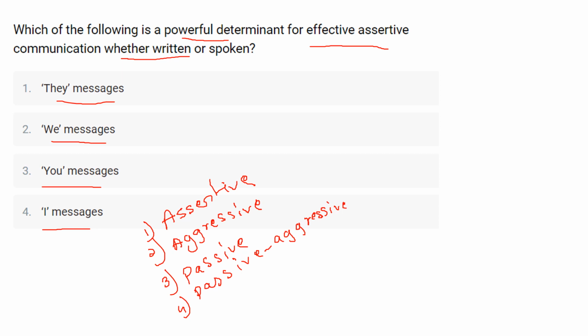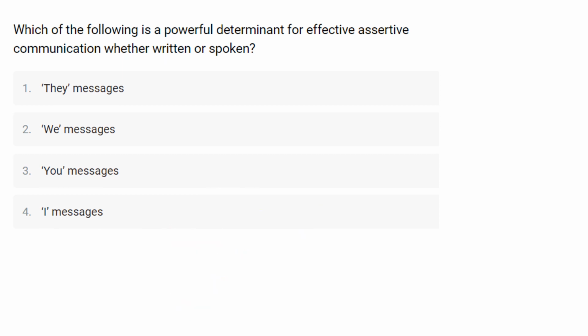The characteristics of assertive behavior include expressing your feelings, needs, ideas, and rights in a way that doesn't violate the rights of others. Assertive behavior is usually honest, direct, expressive, and self-enhancing. When we are being assertive, we work hard to create a mutually satisfying solution. So here in effective assertive communication, we are talking about the individual. We are talking about the I. That means the correct answer here is option number 4, that is I messages.